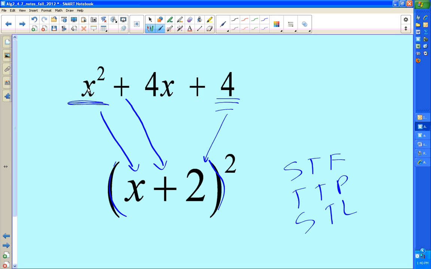Square the first, twice the product. Square the last.